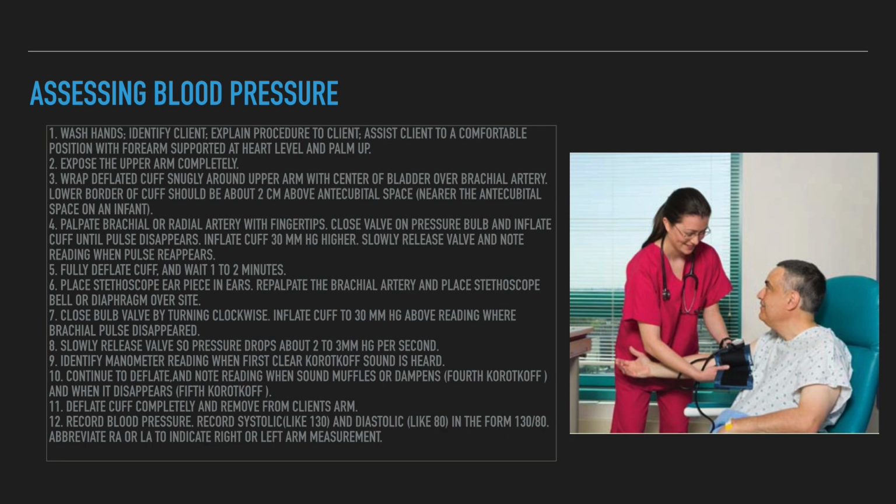11. Deflate cuff completely and remove from client's arm. 12. Record blood pressure. Record systolic, like 130, and diastolic, like 80, in the form 130/80. Abbreviate RA or LA to indicate right or left arm measurement. Rationale: maintains legal record and communicates with health team members.